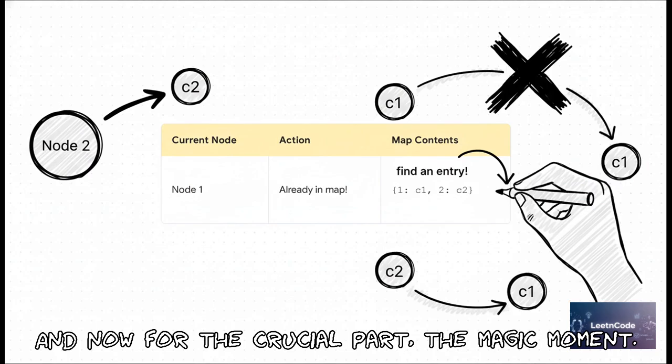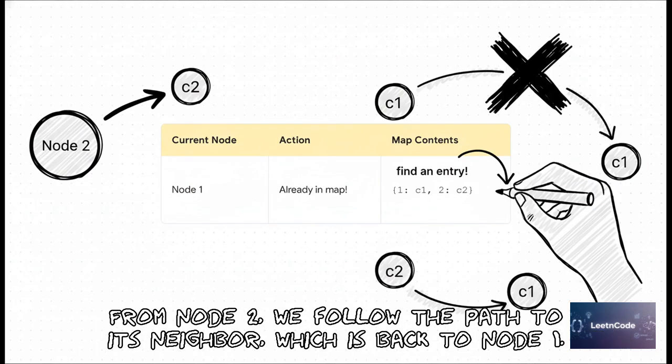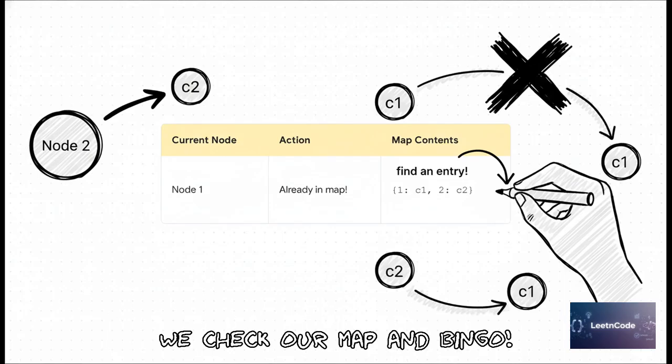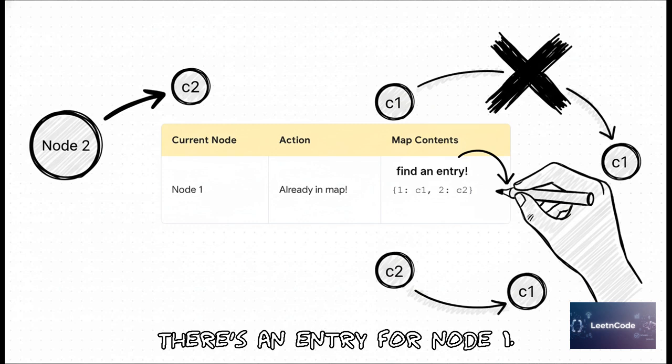And now for the crucial part, the magic moment. From node 2, we follow the path to its neighbor, which is back to node 1. But this time is different. We check our map and bingo! There's an entry for node 1.